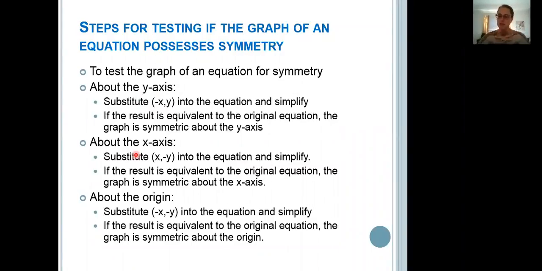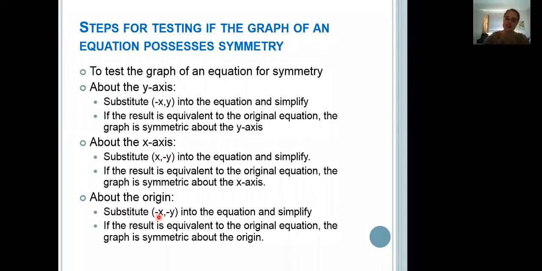Now, let's talk about the symmetry about the x-axis. Think about what we were doing for points. Two points are symmetrical across the x-axis if their x values are equal and their y values are equal in magnitude, so same number, but opposite signs. What we do here to check that is we replace our y's with negative y's. Simplify. And if we get back to what we started with, then our graph is symmetrical about the x-axis.